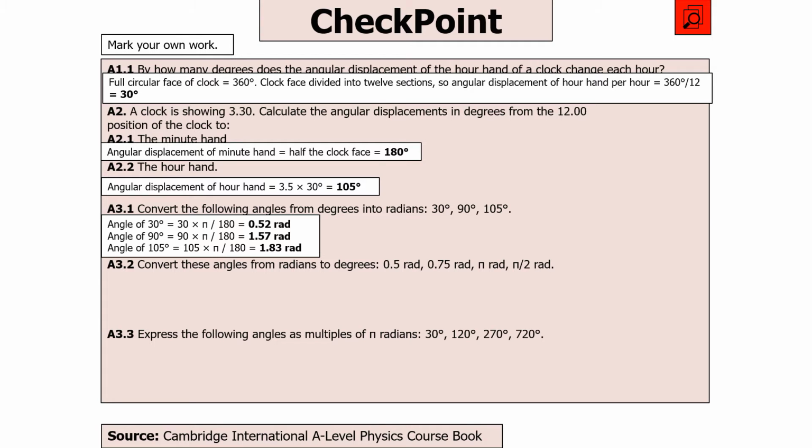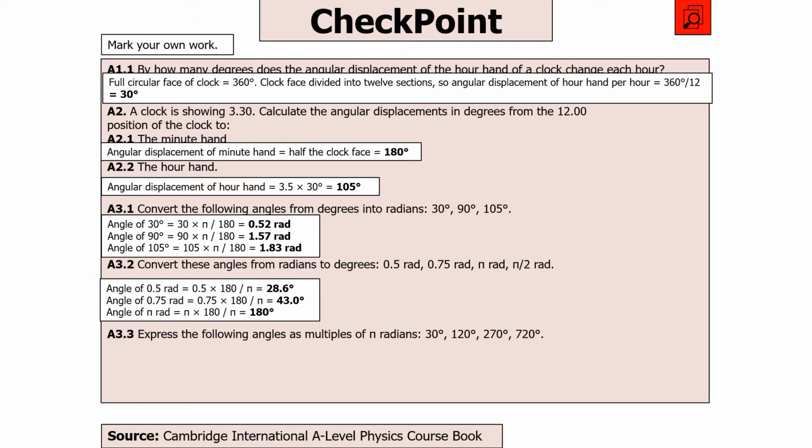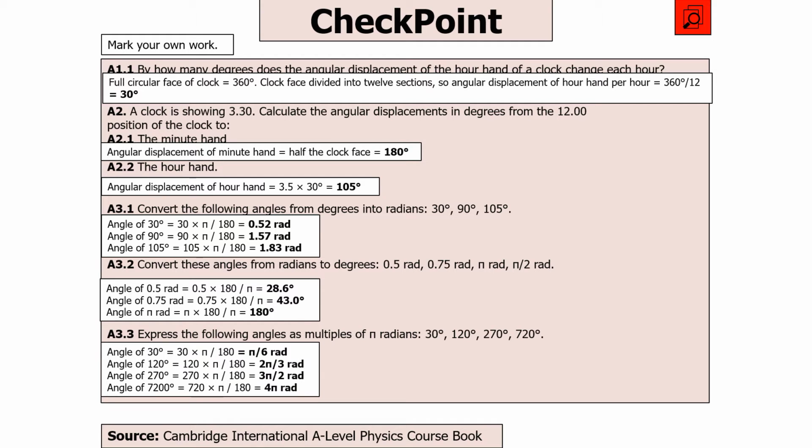To convert from radians to degrees, we will times by 180 over pi, or you could say divide by pi over 180. So you get 28.6 degrees, 43.0 degrees, and 180 degrees. Now, if you think in terms of multiples of pi radians, 30 degrees is going to be 30 times pi over 180, so it's pi over 6 radians. The next one, 2 pi over 3. Next one, 3 pi over 2. Then the last one, 4 pi radians.